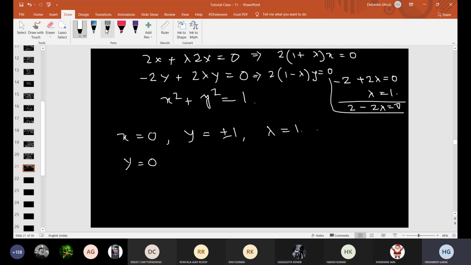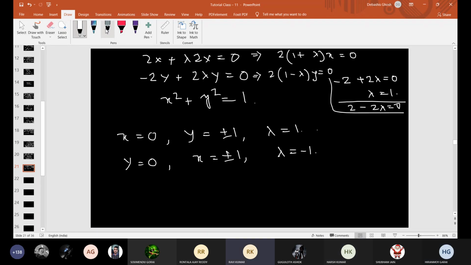So we are just multiplying by minus. You can write down that lambda is -1 also. So for y equals 0, then we have x equals plus or minus 1. For x equals plus or minus 1, if you consider that x equals 1, then we can get that lambda equals -1. In both the cases lambda is -1 only.